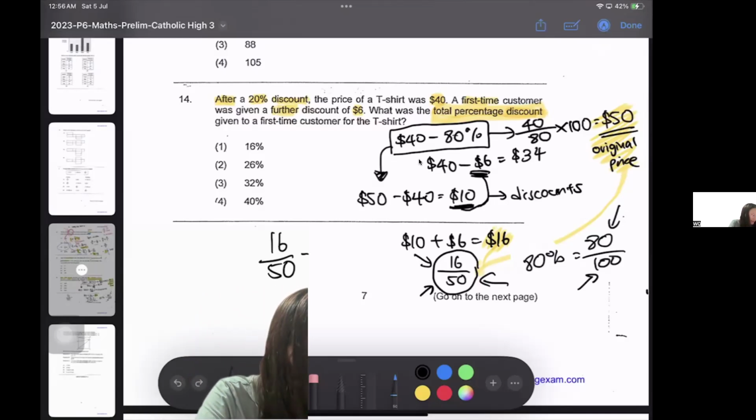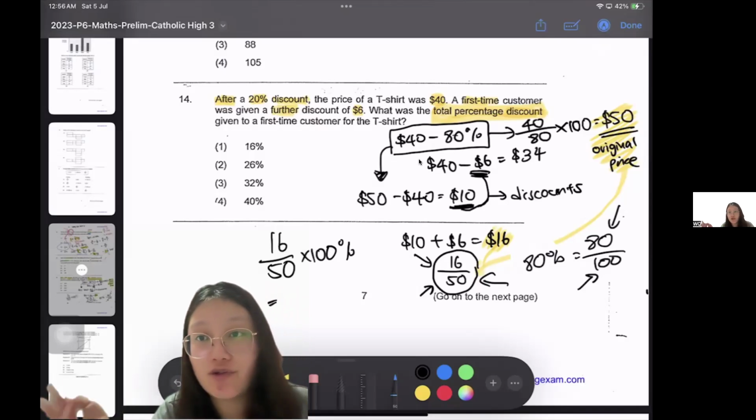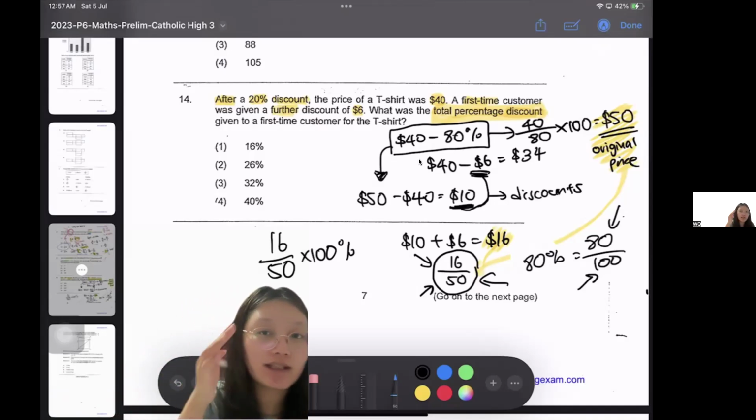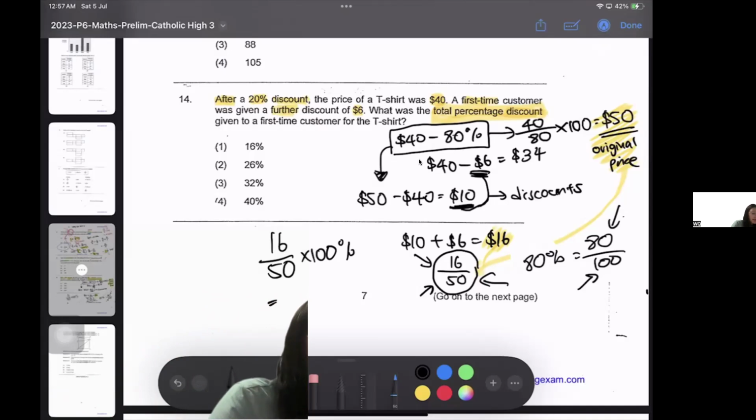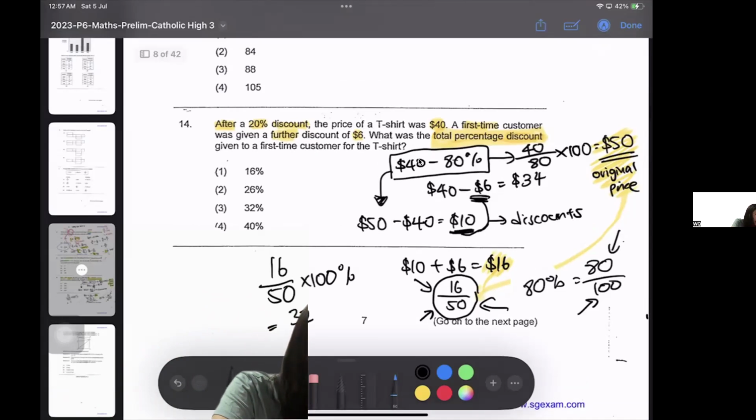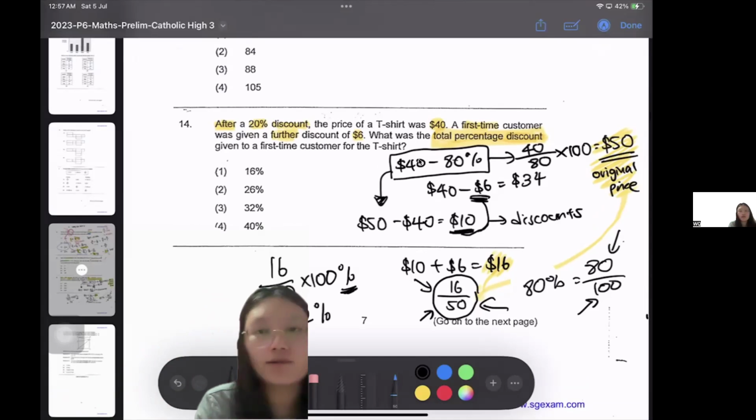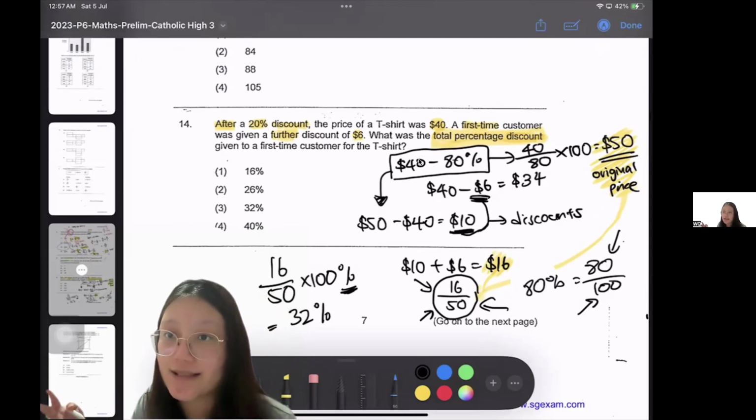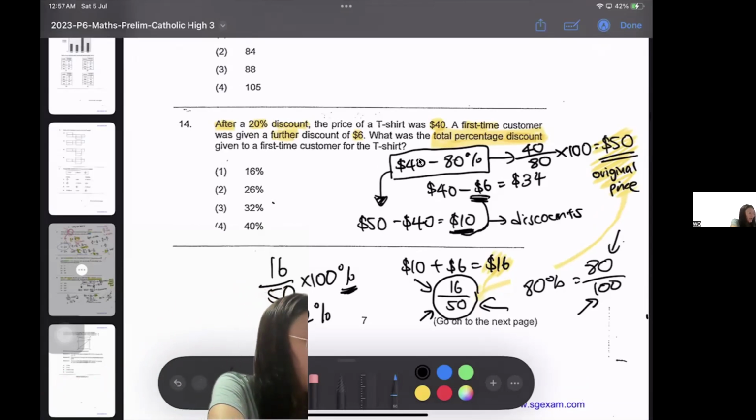So 16 out of 50, you still need to times 100. In order to convert it into a percentage, you must take the fraction times 100%. You don't key in the percentage, you just take 16 out of 50 times 100. Keep the percentage only as a unit. So 16 out of 50 times 100 will be 32. Don't add the percentage sign in, just put it as a unit. So it's 32%. So that is the answer, which is number 3.